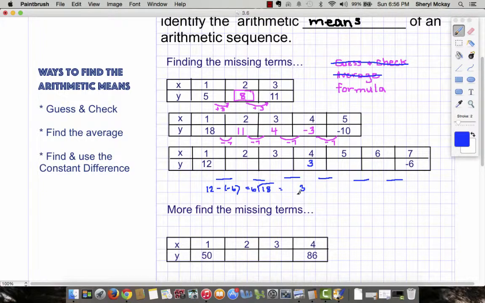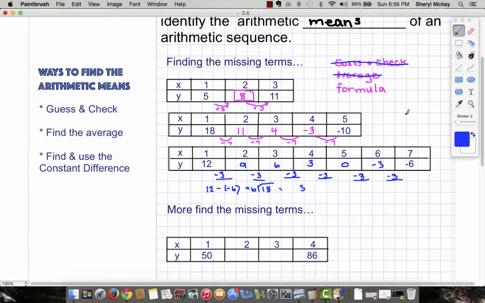So maybe my difference is 3, but not adding it, subtracting it, because I'm going down. So maybe if I do -3 here, 12 minus 3 is 9. And then 9 minus 3 is 6. And then 6 minus 3 is 3. And then 3 minus 3 is 0. And then 0 minus 3 is -3. And -3 minus 3 gives me -6.